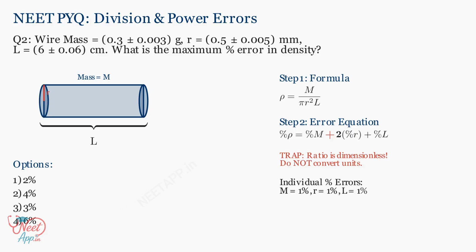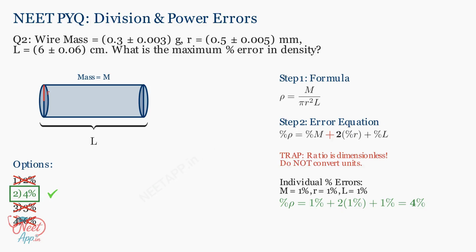Now let's calculate the individual errors. Mass is 0.003 divided by 0.3, which is exactly 1%. The radius is 1%. The length is 1%. Plug these in. 1% plus 2 times 1% plus 1% gives us a maximum percentage error of exactly 4%. If you rushed and forgot the power of 2, you would get 3% and fall right into option 3's trap.